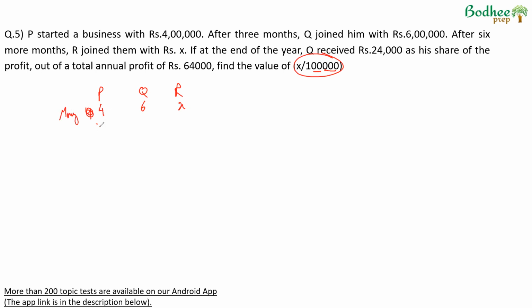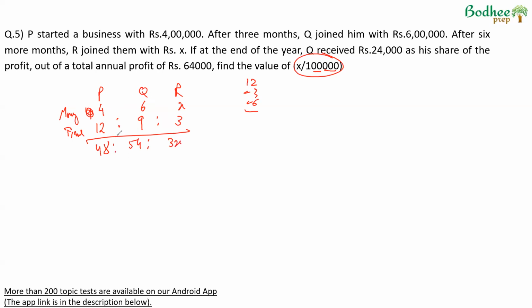At the end of the year, P remains invested for 12 months. This is time. After 3 months Q joined, therefore was invested for 9 months. After 6 more months, so R joined after 9 months, 12 minus 3 minus 6, so it was invested for 3 months. So when we distribute the money, it will be distributed in the proportion of investment into time. For P, it will be 12 into 4, 48, for Q 54, and for R 3x.